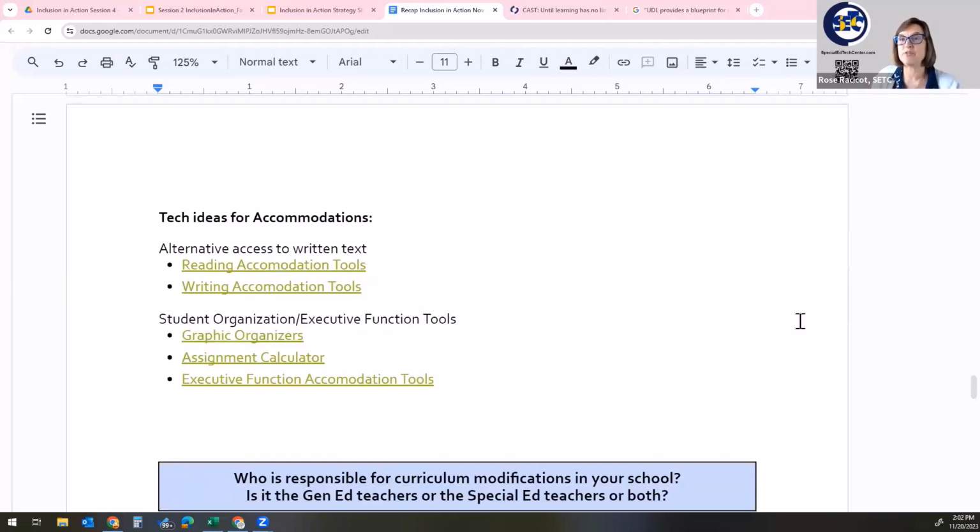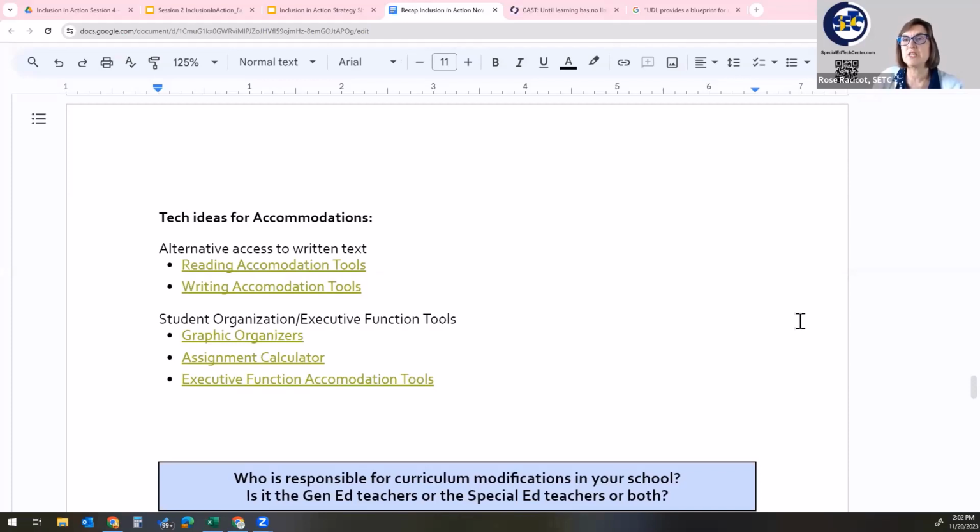The other thing is that for each of the chapters or each of the sessions, Linda and I tried to come up with tech ideas for accommodations. A lot of the things in this book are maybe not necessarily tech ideas. They're great ideas that we can create into technology adaptations. So you can see here alternative access to written text. We have a whole link here to reading accommodation tools, writing accommodation tools.